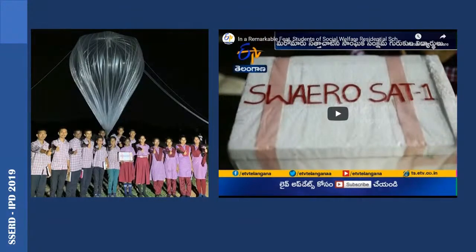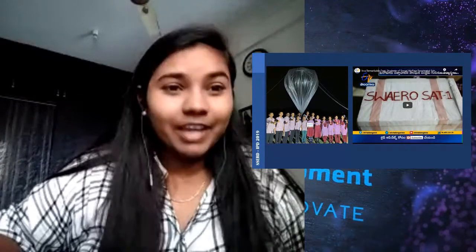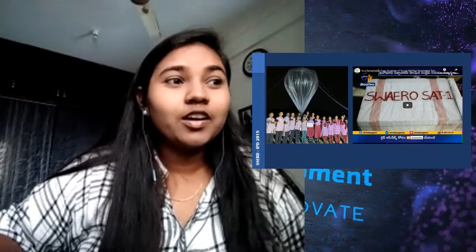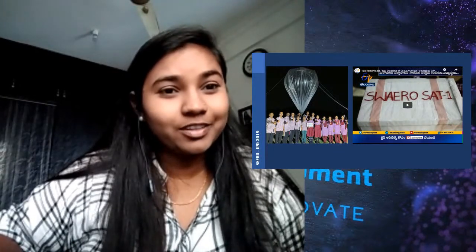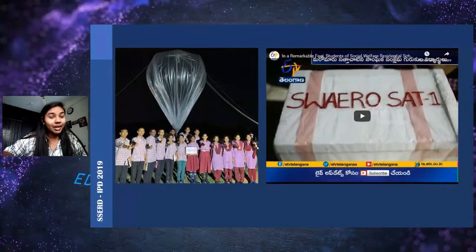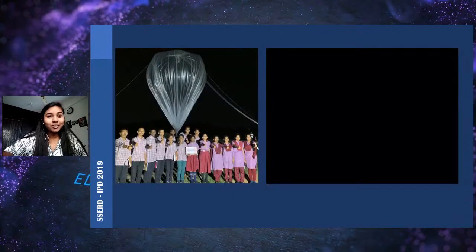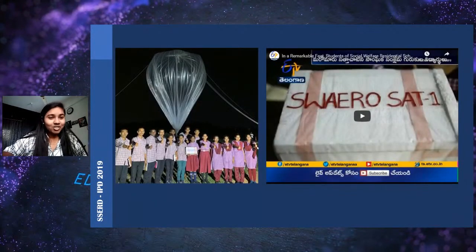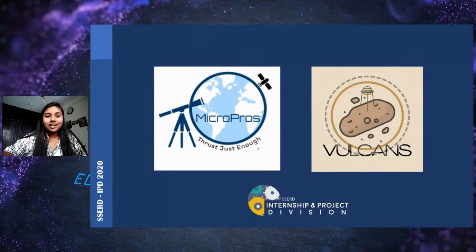Thanks for playing that clip. As you saw, this was in collaboration with the government of Telangana, where we had students from Gurukula kind of schools, and the students were able to understand how the satellite worked, and they made this payload by themselves after a lot of training, and we launched it. It was a grand success. We are very happy to be part of that project as well. Let's go next.